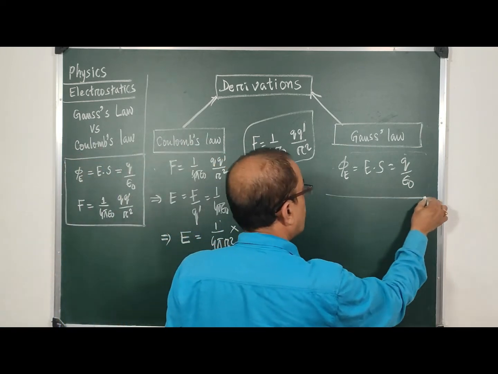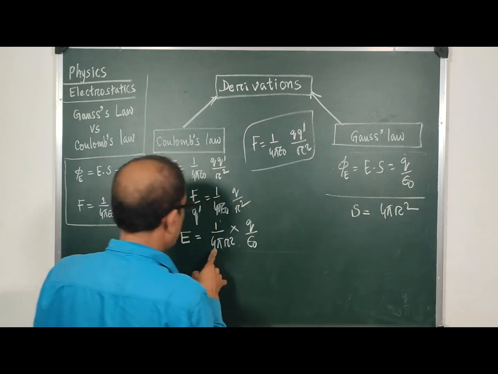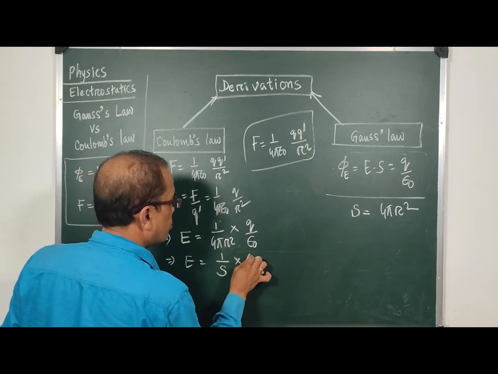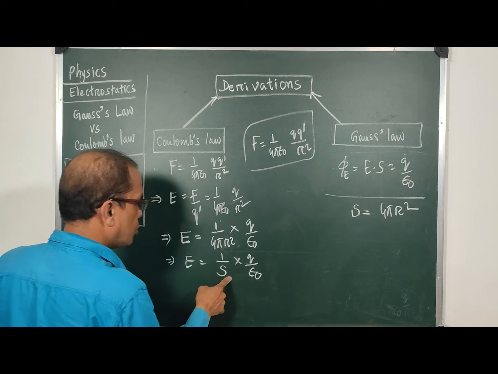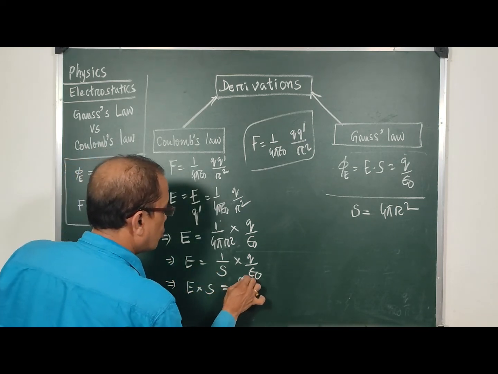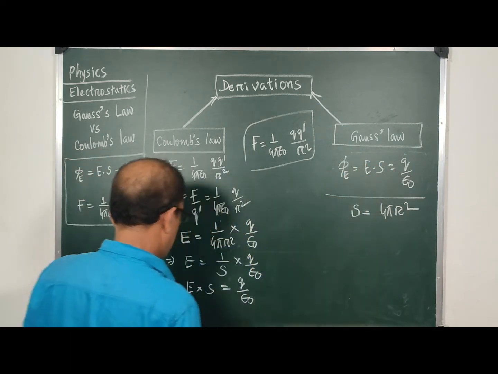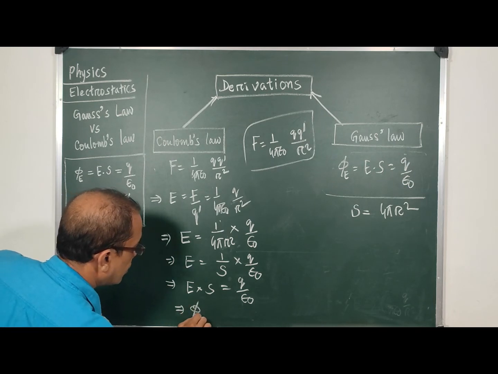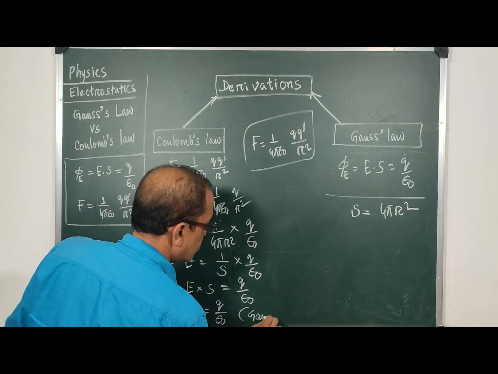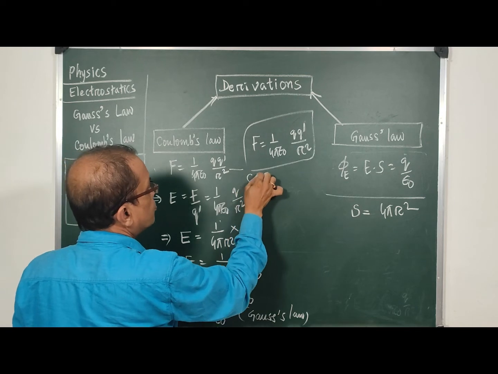And here also I know that the surface area for a sphere is 4 pi r square. So now I write here E is 1 upon S into q by epsilon 0. So S will be multiplied this way, E into S is equal to q by epsilon 0, and we know that in Gauss law phi E is E into S. So I can write here phi E is q upon epsilon 0, and this is Gauss law. This was Coulomb's law.